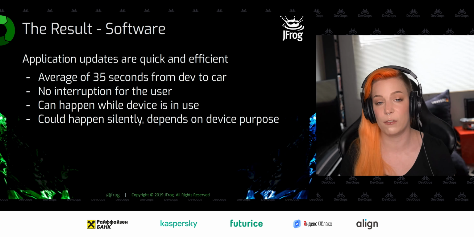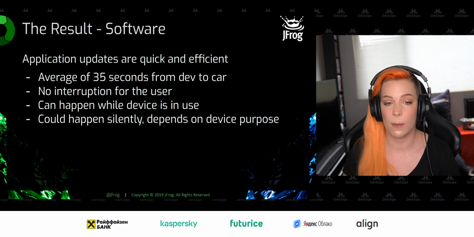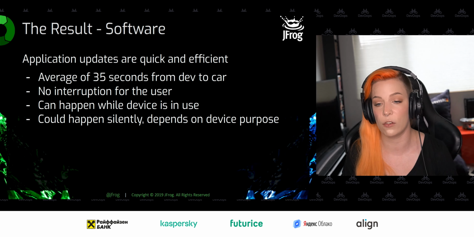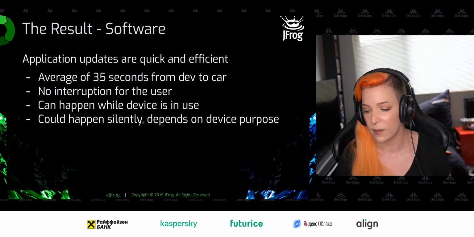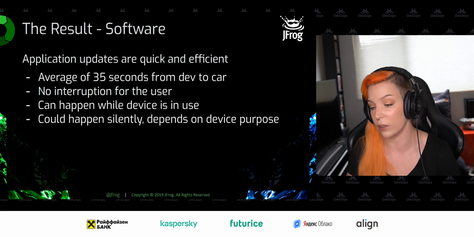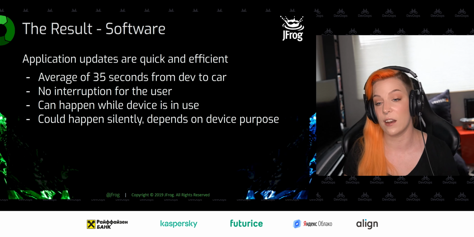The result of using those two tools is that application updates are quick and very efficient. We've got an average of 35 seconds from a developer pushing code to deployment on the car with zero interruption to the user. This can happen while the car is in use, while it's actively being driven, which is what we demonstrated live. That's not to say that it necessarily should.